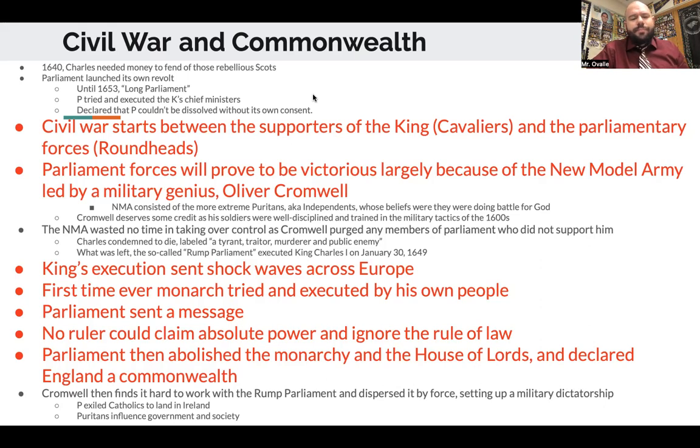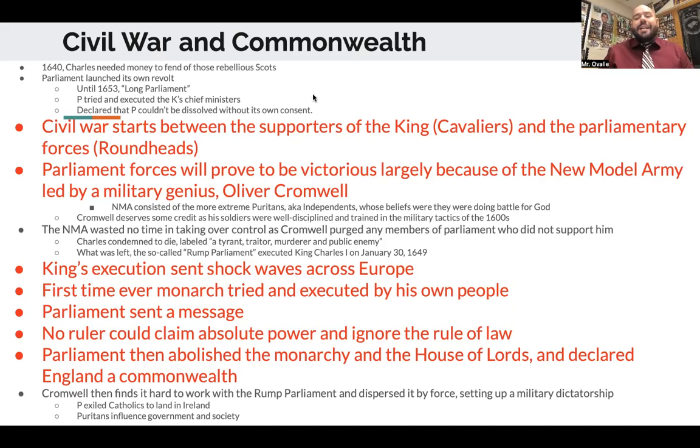So what was left of this so-called Rump Parliament, people that stayed after Cromwell got rid of all who weren't loyal to him, they will execute King Charles I on January 30th, 1649. And this is very important because the common people, the people below the king, said, we are tired of you. We voted to kill you. You are dead.